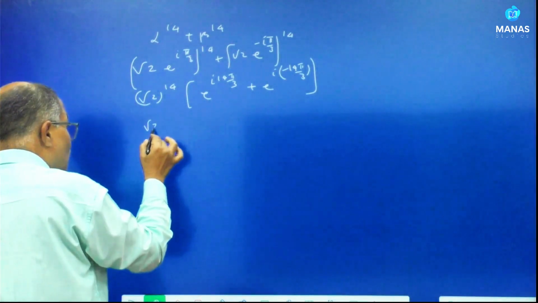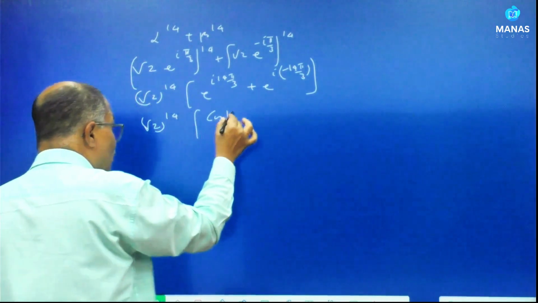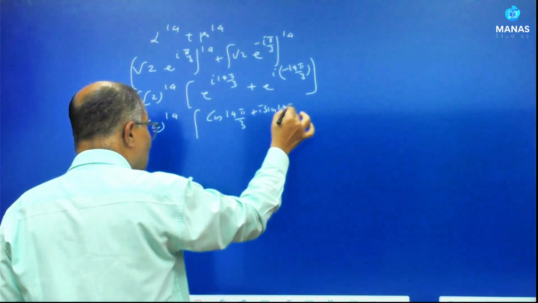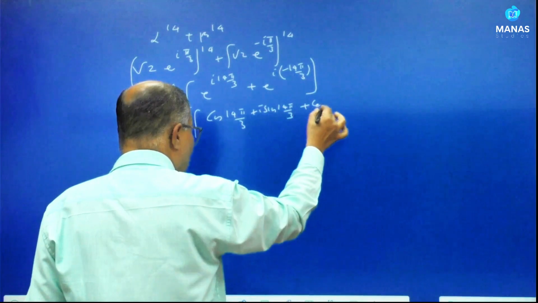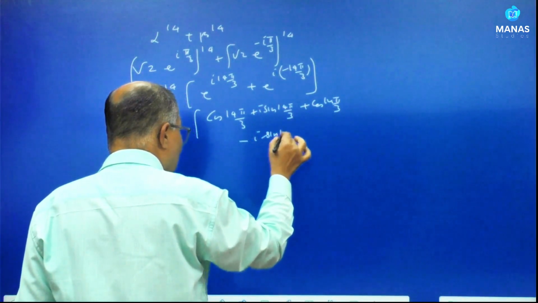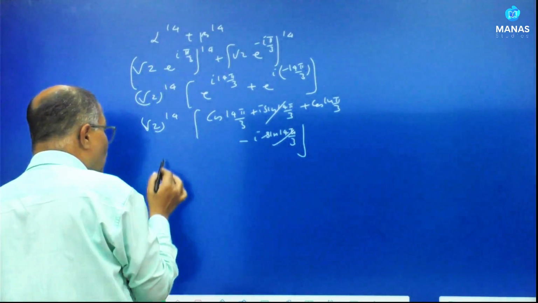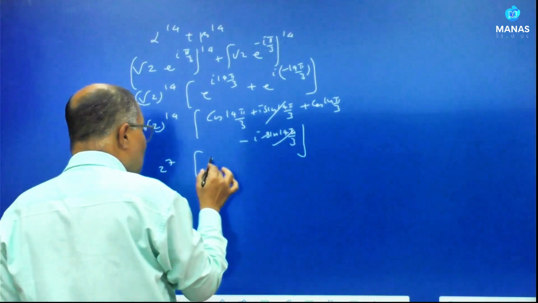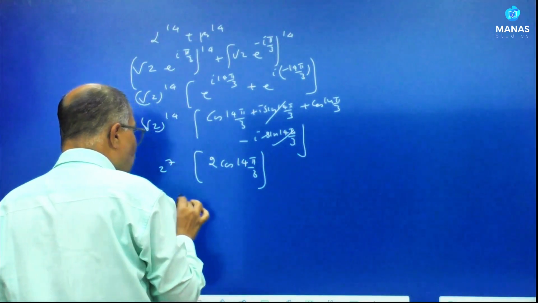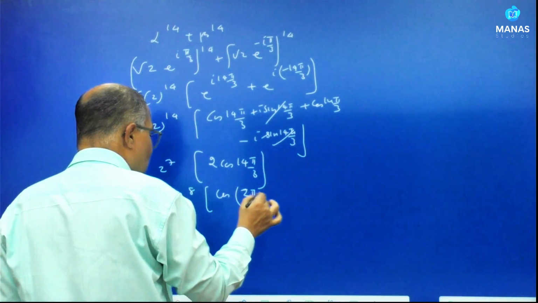That is root 2 to the power 14 outside, cos of 14 pi by 3 plus i sin 14 pi by 3 plus cos of 14 pi by 3 minus i sin 14 pi by 3. This and this get cancelled. Root 2 to the power 14 is 2 power 7 multiplied by 2 cos 14 pi by 3. That is 2 power 8 multiplied by cos of 2 pi plus pi by 3.